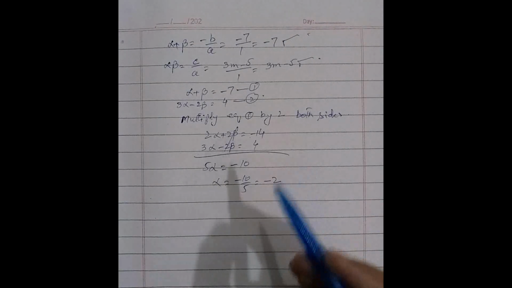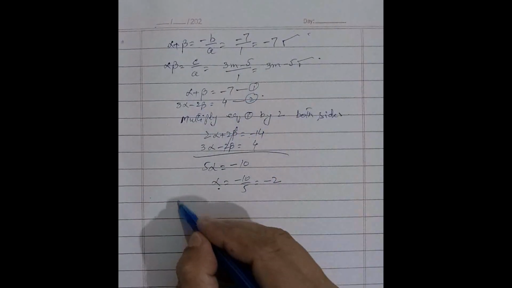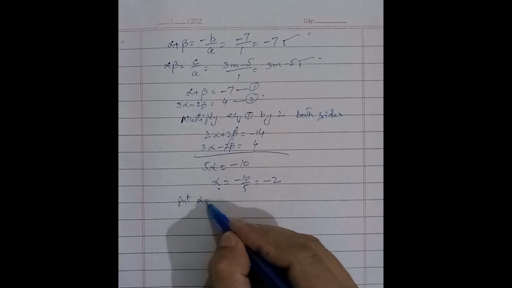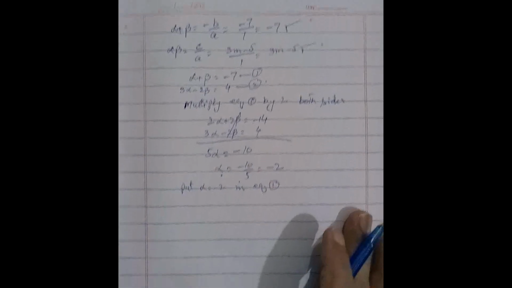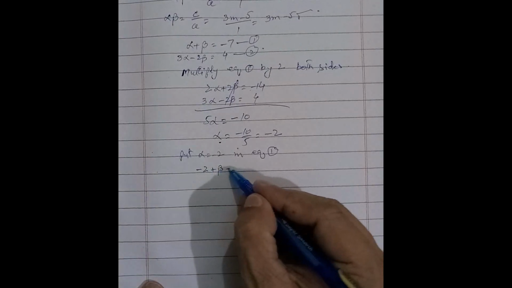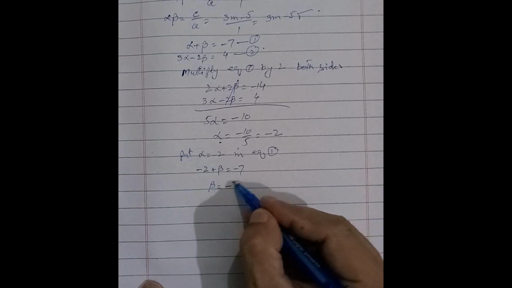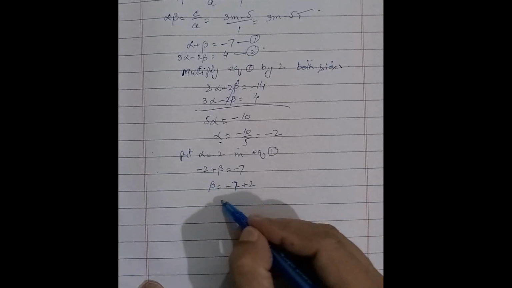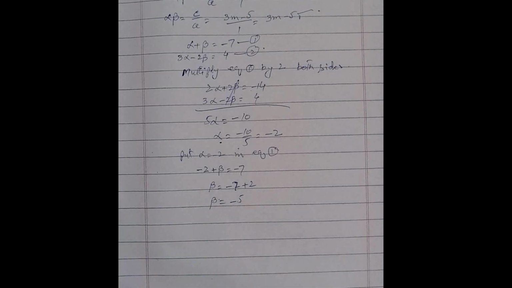So we put the value of alpha, which is minus 2, in equation 1. Put alpha is equal to minus 2 in equation 1. We get minus 2 plus beta is equal to minus 7, and beta is equal to minus 7 plus 2, which is equal to minus 5. So alpha is equal to minus 2 and beta is equal to minus 5.